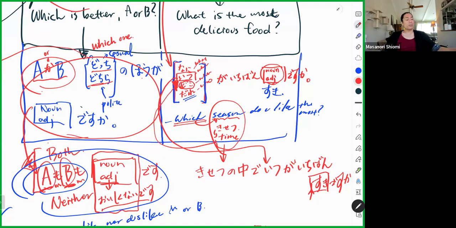Or like, among all the friends that you have, who do you like the most? Of course, that would be using dare, right? Or like, among all the things that you have, what is the most expensive? In that case, what? Nani, right? So depending on what kind of question you want to ask, just choose the right question word and you're good.